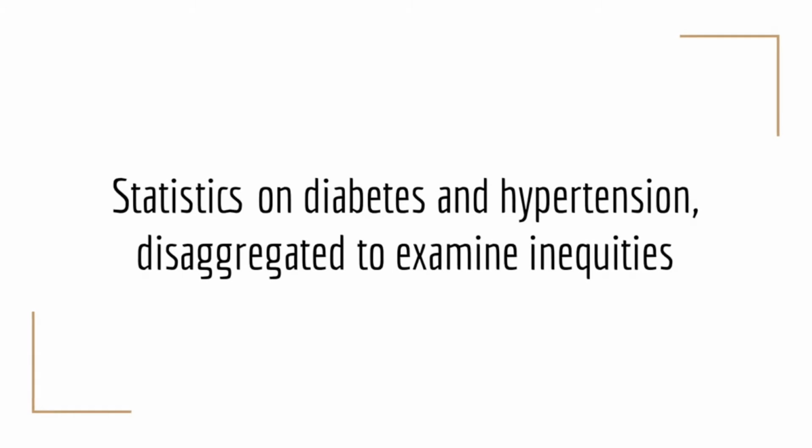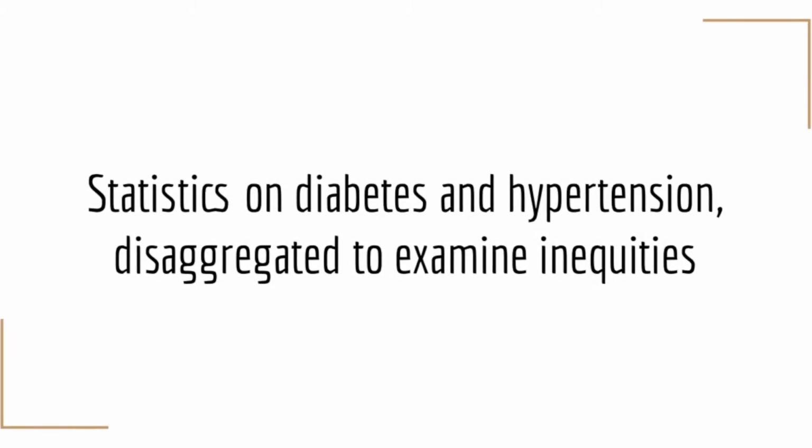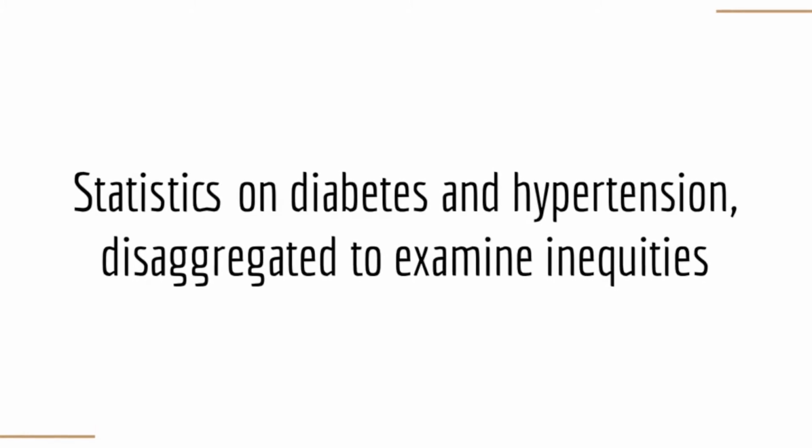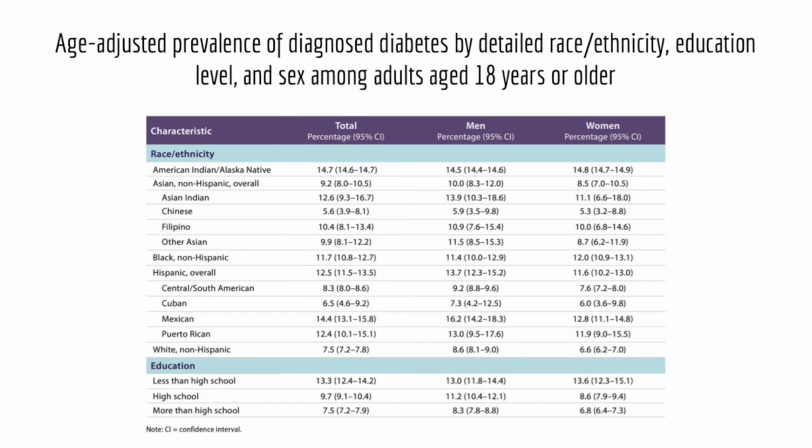And now, let's take a look at some statistics on diabetes and hypertension, which we're going to use to examine inequities between whites and people of color. As you can see in the chart, white people are significantly less likely to be diagnosed with diabetes compared to people of color. For example, American Indians have a 14.7% chance of being diagnosed with diabetes compared to white people's 7.5% chance.